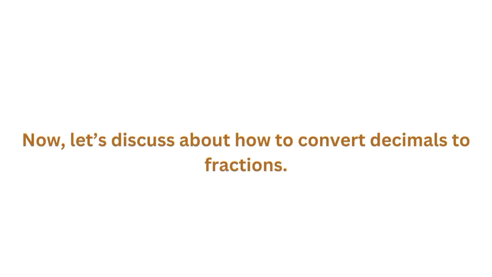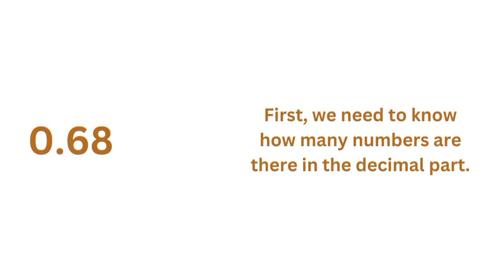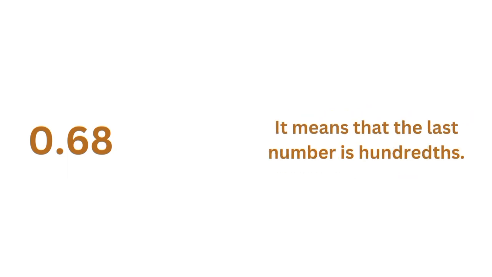Now, let's discuss how to convert decimals to fractions. Let's look at the example here. 0 68 hundredths. First, we need to know how many numbers are there in the decimal part. In this example, there are two numbers in the decimal part, right? It means that the last number is hundredths.